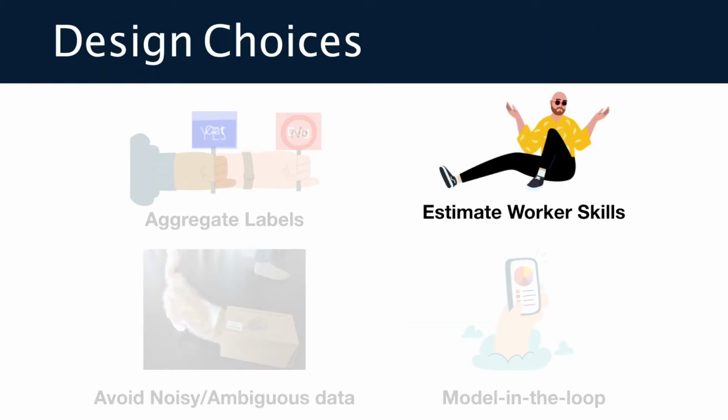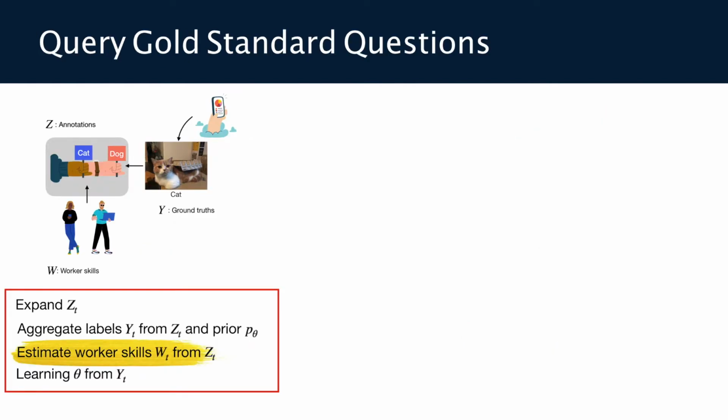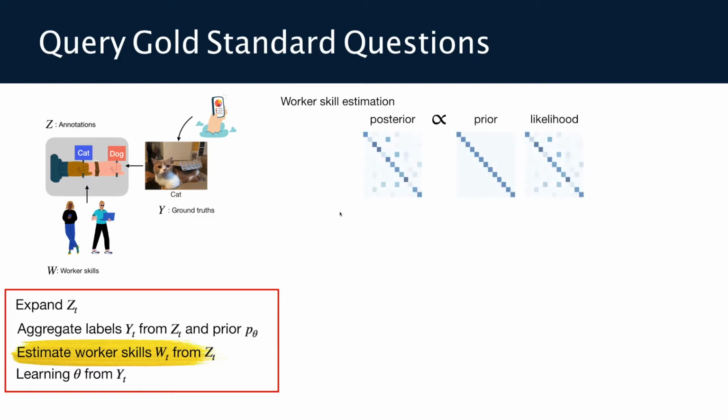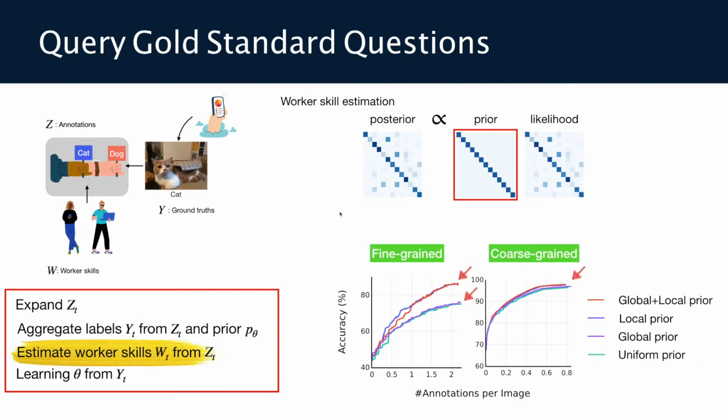Under this framework, let's discuss the estimated worker skills. To estimate the worker skills, we follow Bayes' rule. We can estimate the prior of worker skills by querying gold standard questions. In the figure, the x-axis is the number of annotations per image, and the y-axis is the accuracy. We want to get high accuracy with a low number of annotations. We explore using different types of prior, and find that the prior changes have evident improvement in fine-grained datasets, while it's marginal in coarse-grained datasets.